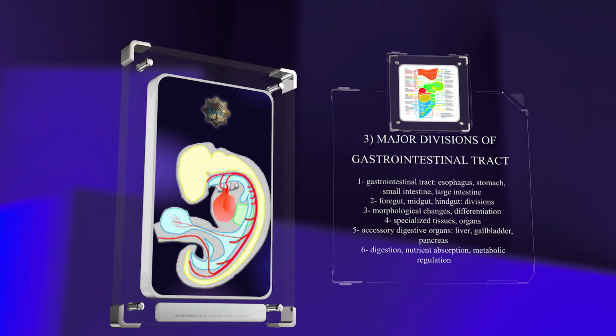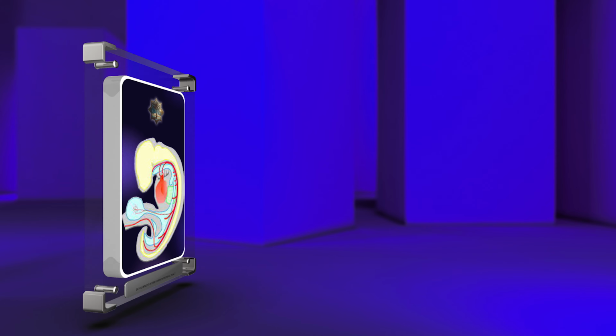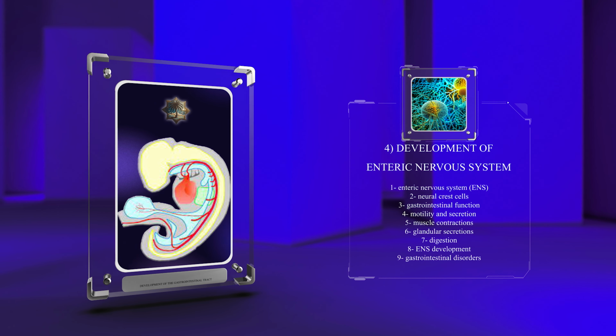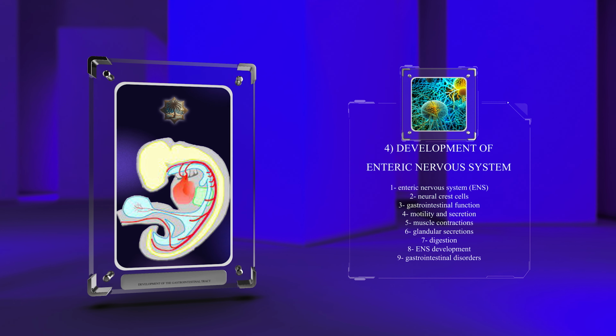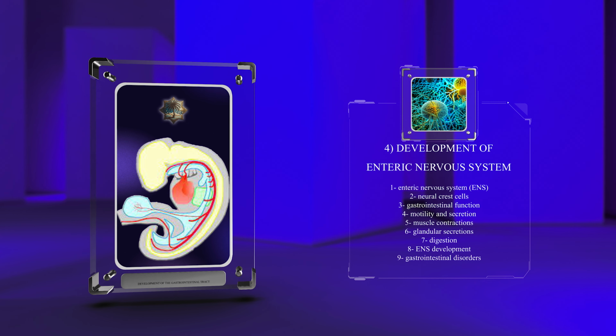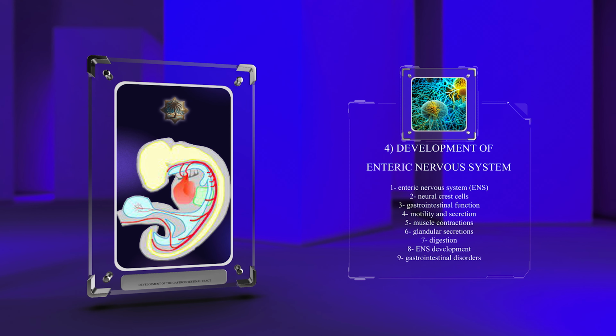The enteric nervous system, ENS, develops from neural crest cells and regulates gastrointestinal function. It controls motility and secretion, coordinating muscle contractions and glandular secretions for digestion. Understanding ENS development is crucial for preventing gastrointestinal disorders.